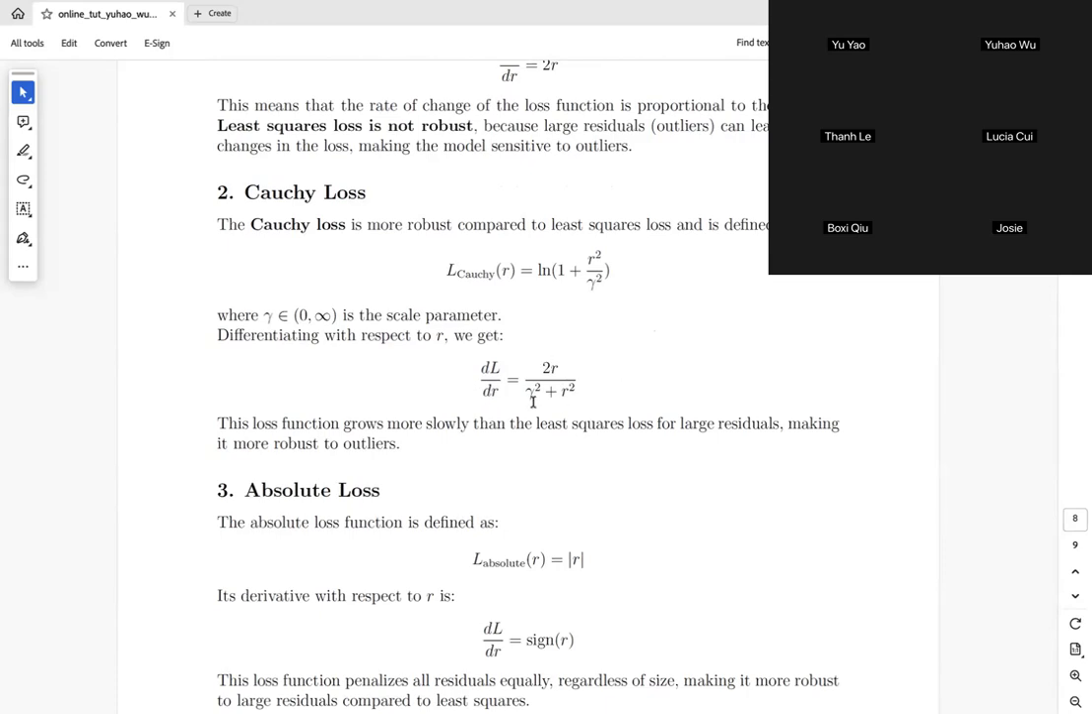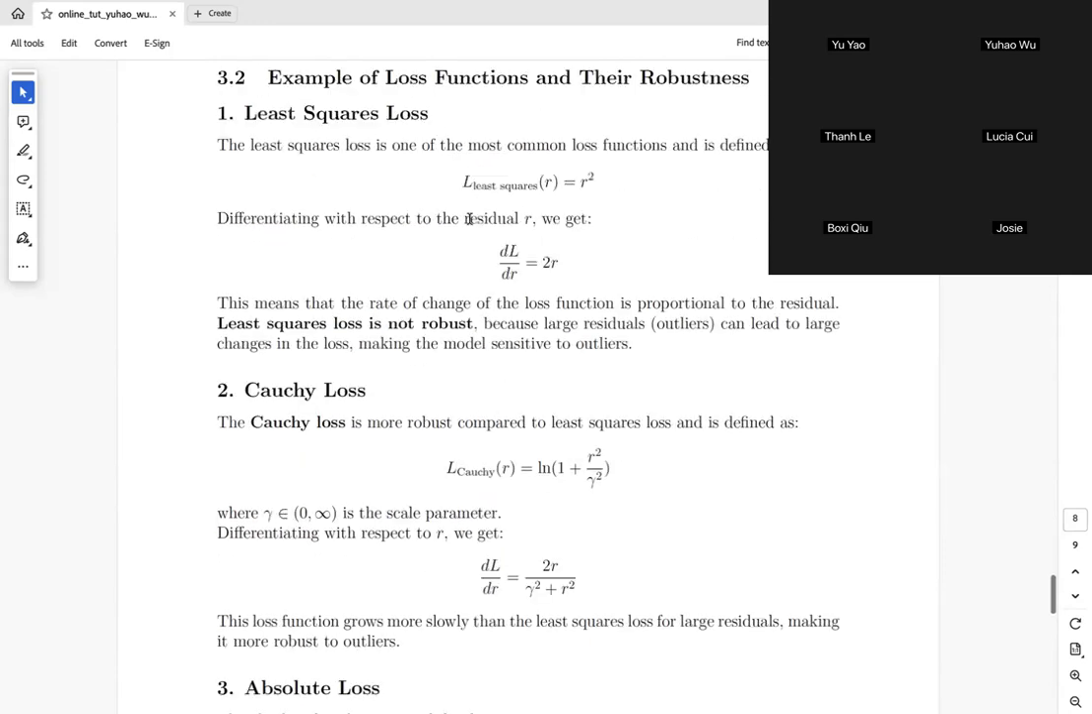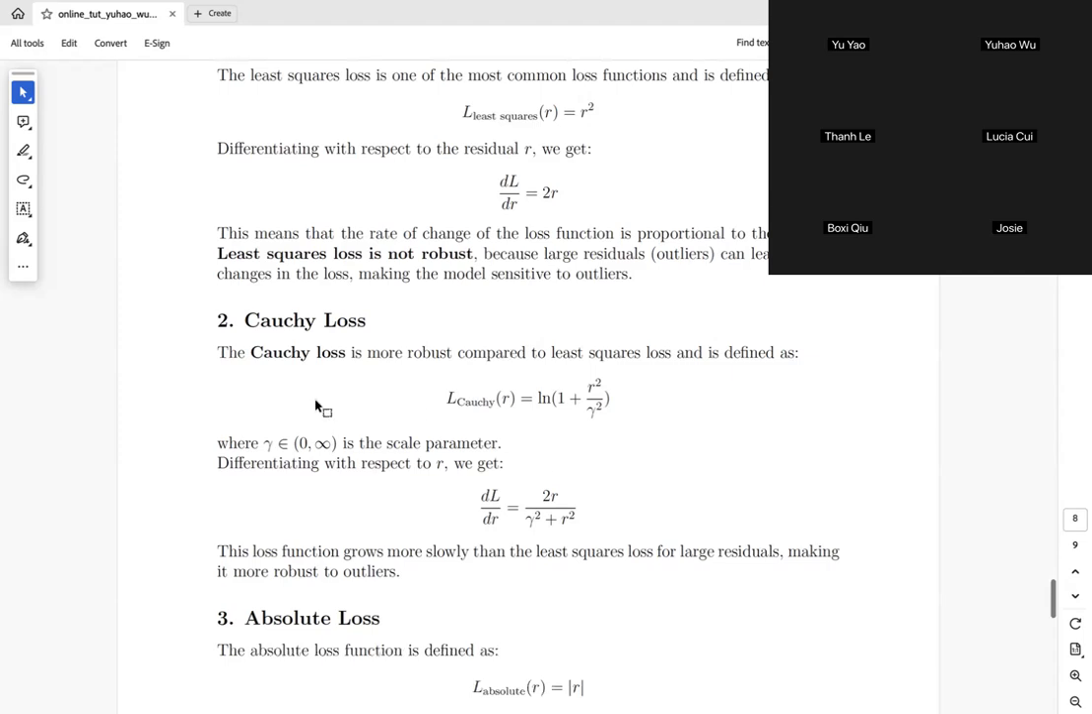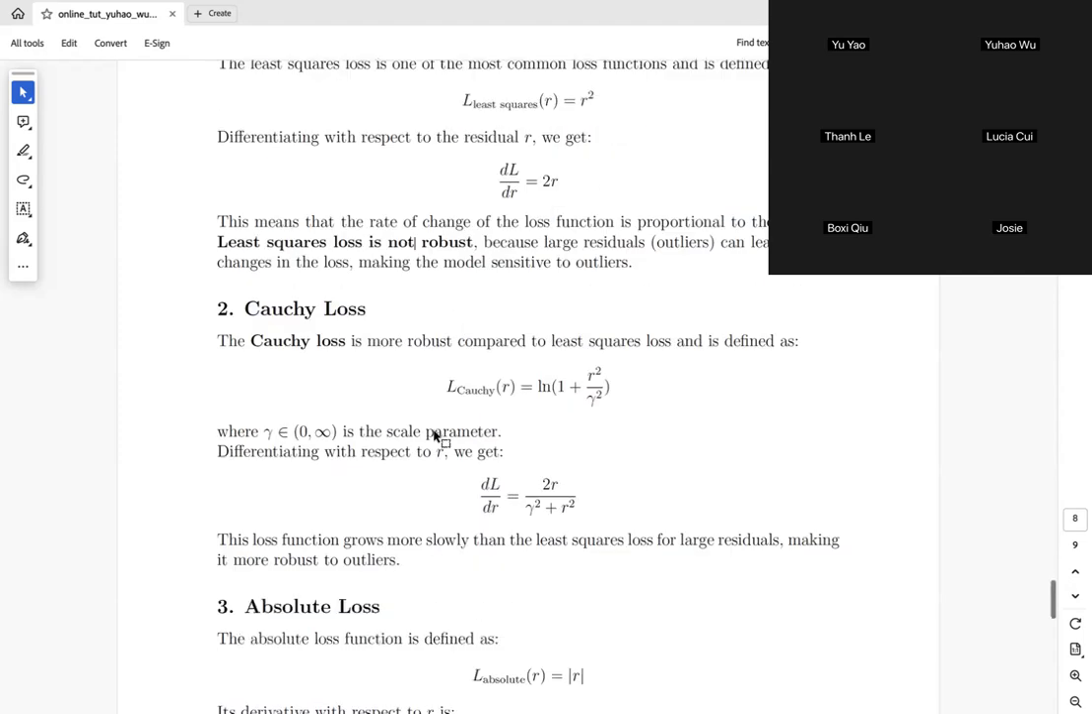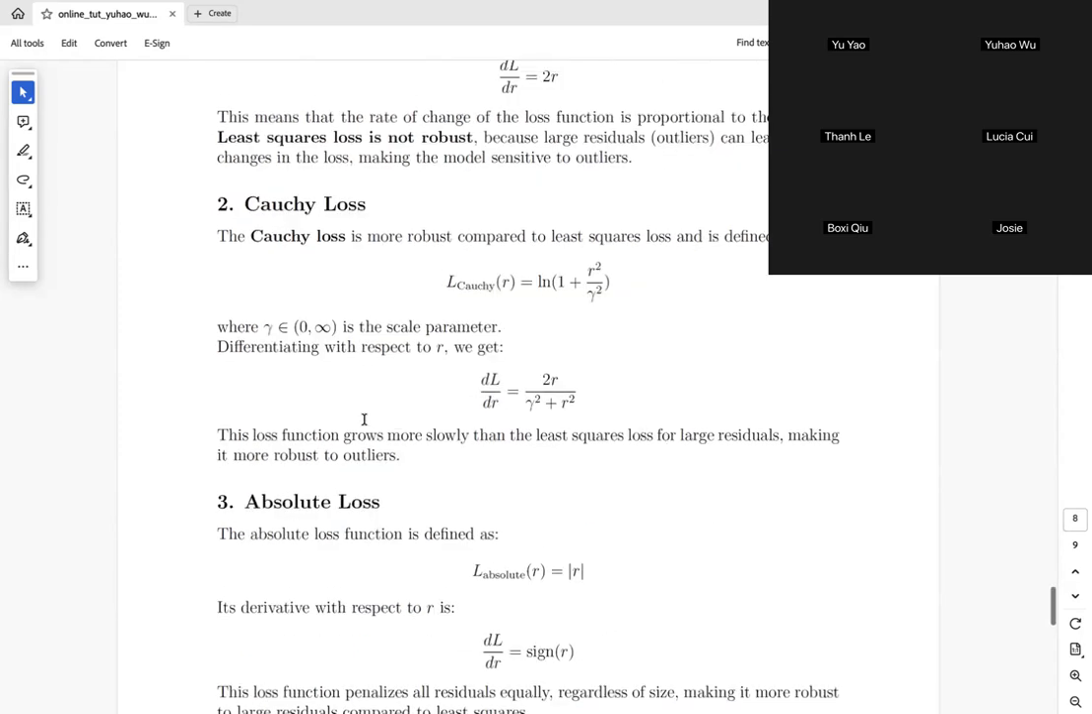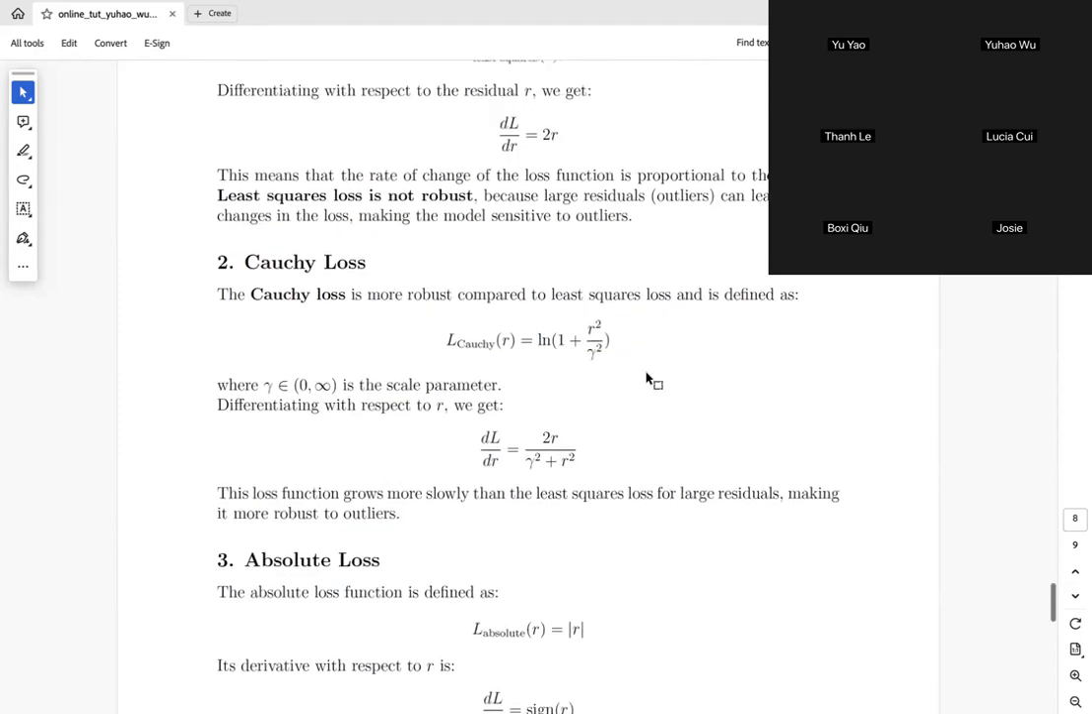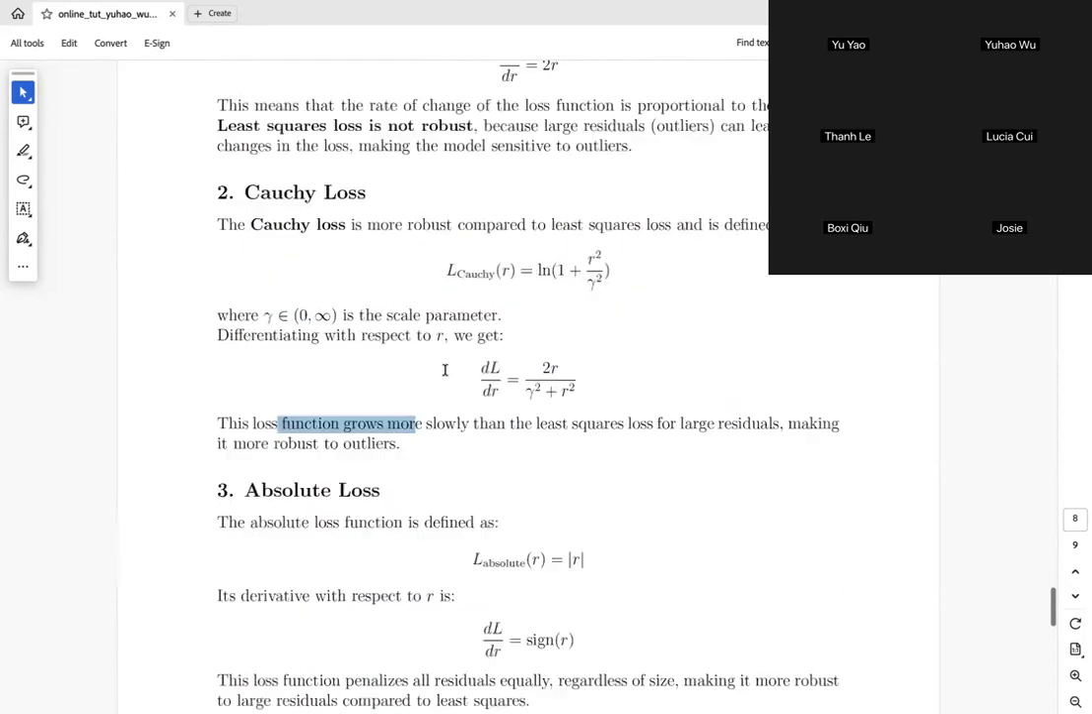We can see this function is slower than the least square loss. So this means the change rate of the Cauchy loss is slower than the least square loss. Okay, so maybe the Cauchy loss has better performance on robustness than the least square loss.